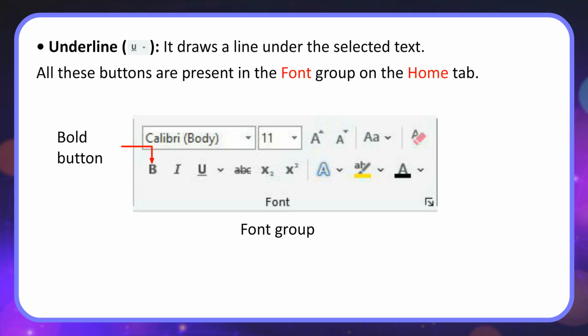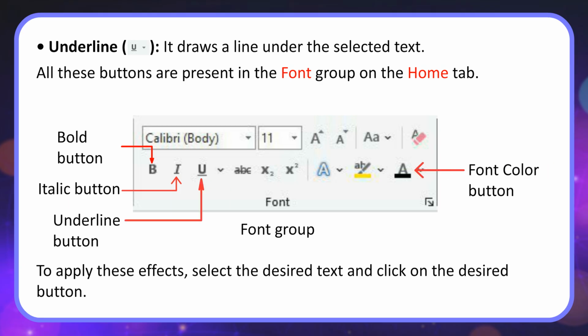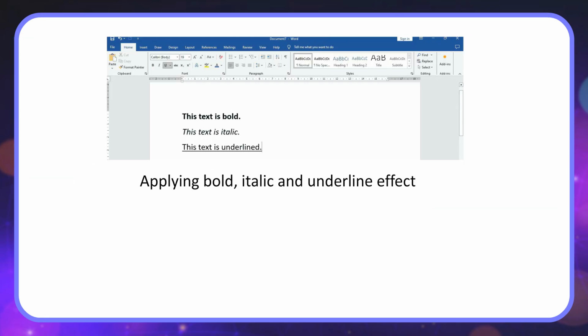Font group. Bold button. Italic button. Underline button. Font color button. To apply these effects, select the desired text and click on the desired button. Applying bold, italic and underline effect.